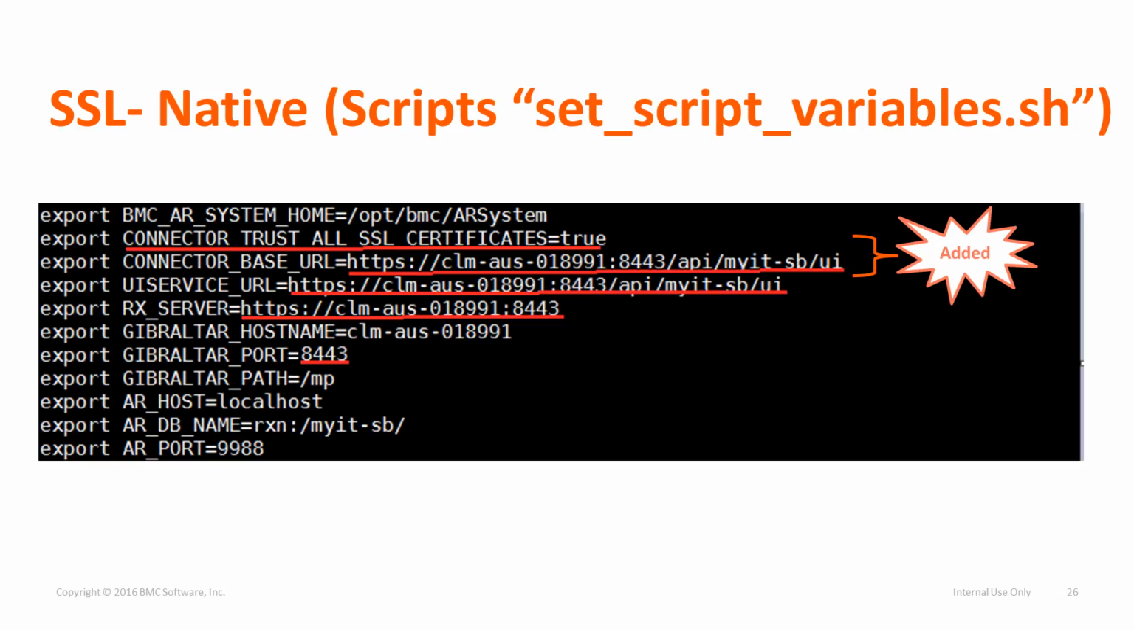Next thing we need to do is update the scripts. The first one is the set scripts variable. The first two values have to be added manually. The first one is telling it to trust SSL certificates from the connector side of things. And the second one is the connector base URL. So obviously it has to be HTTPS, and you can see the secure port there. And the same for the service URL and the Oracle server. And finally, the Gibraltar port.